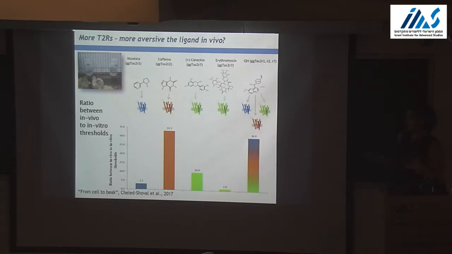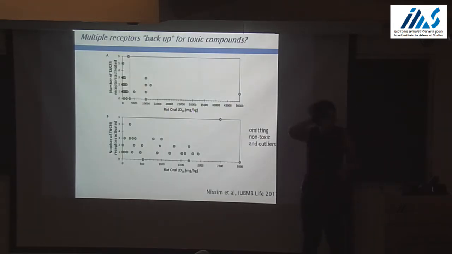So of course, this is the beginning. Probably much more needs to be done, but it does show that there is not a clear answer for why there are multiple receptors. Another thing we wanted to check was whether maybe multiple receptors serve as backup for toxic compounds, right? Because if bitterness signals toxicity, if something is really dangerous, it would be beneficial to have several backup receptors to recognize this compound, in case something happens to one receptor.